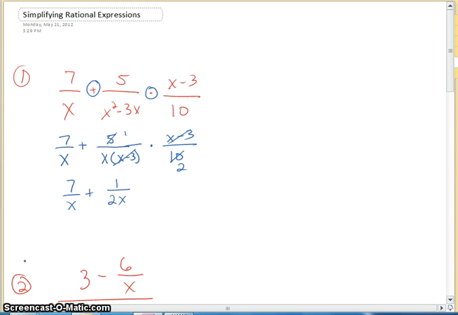So I have 7 over x plus 1 over 2x. Now comes adding them. In order to add fractions, I have to have a common denominator. In this case, my common denominator has to be 2x. So I need to multiply the first fraction by 2 over 2. So now I have 14 over 2x plus 1 over 2x. Well, altogether my answer is 15 over 2x. And I'm done.